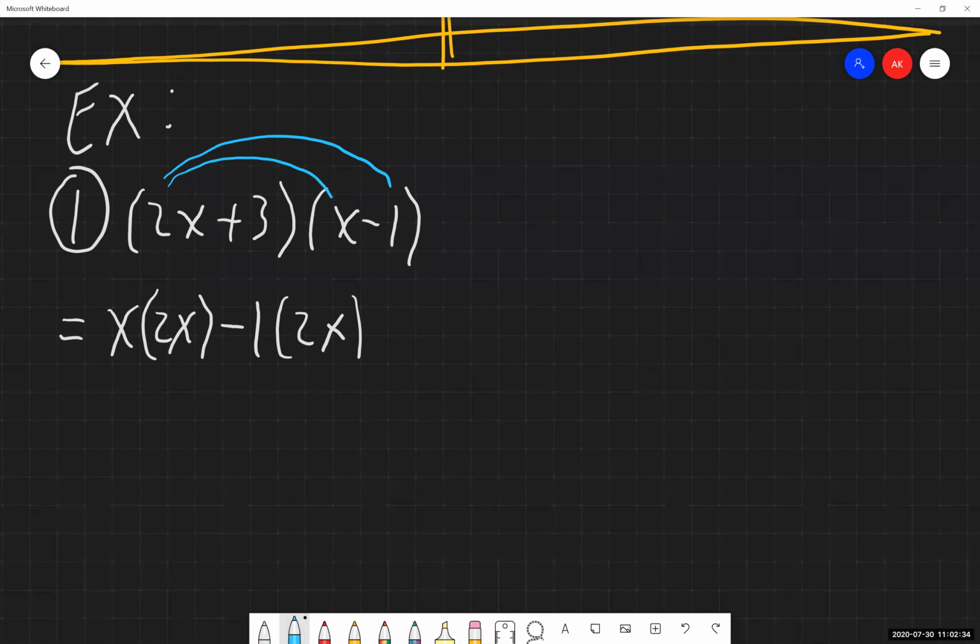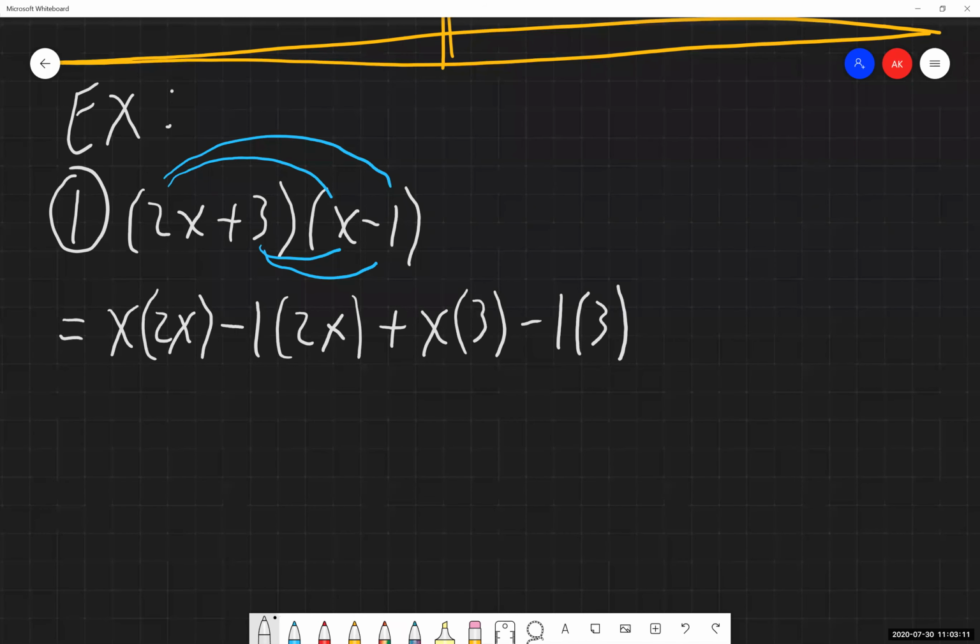Now we're doing the same thing with the second term of the first polynomial. So this 3. And this 3 is going to distribute through to x. It's going to distribute through to negative 1. So writing that out very similarly, just like we have there. So x times 3 minus 1 times 3. So now I have everything written out for myself in terms of I've distributed everything together. And now I can go through and individually multiply these things together.